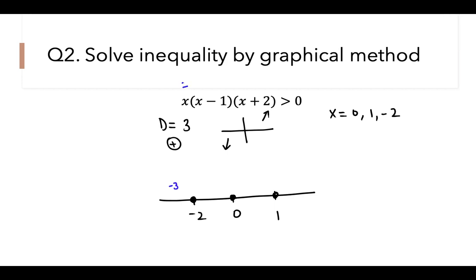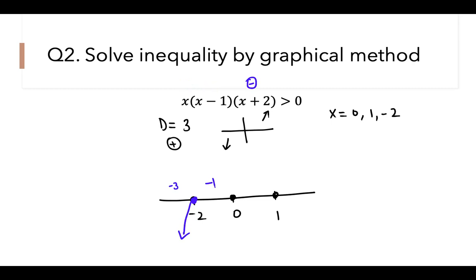So -3 becomes negative. -3 minus 1 is negative. -3 plus 2 is going to give me negative. So negative times negative times negative is going to give me negative. So therefore, if it's negative, it's below the zeros, the x-intercepts. Okay, so below. Now let's plug in a number that is in between -2 and 0. So for example, -1.